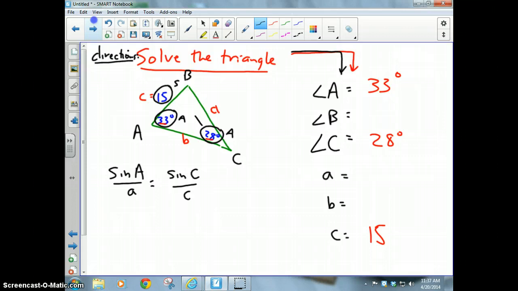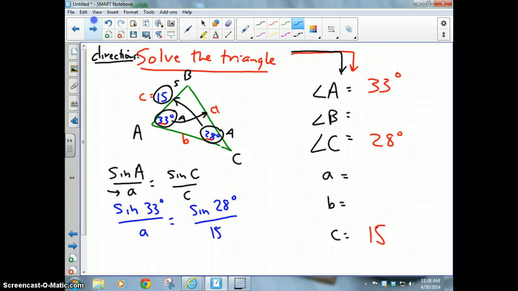So I know angle C and I know side C. I know angle A, but I have to use it to find little a. So this is what I'm looking for if I use that part of the law of sines. I'm going to write sine of angle A, which is 33 degrees, over little a, is equal to sine of angle C, which is 28 degrees, over little c, which is 15.